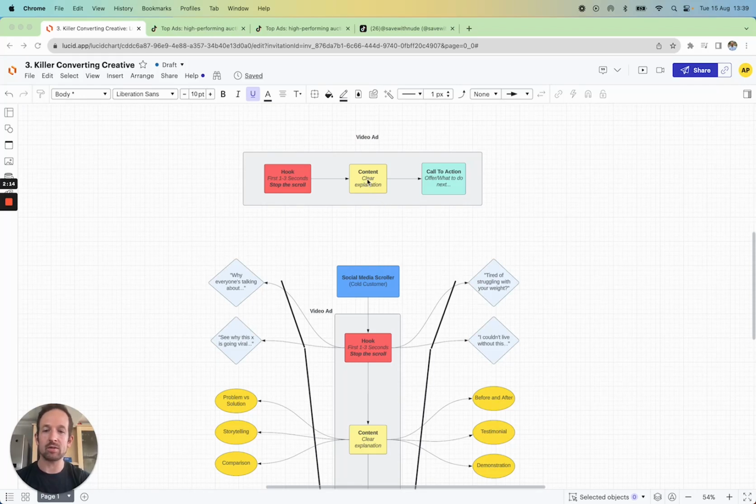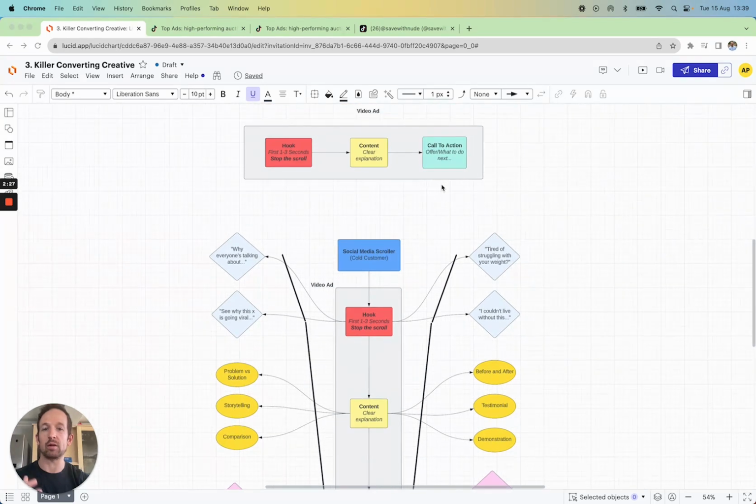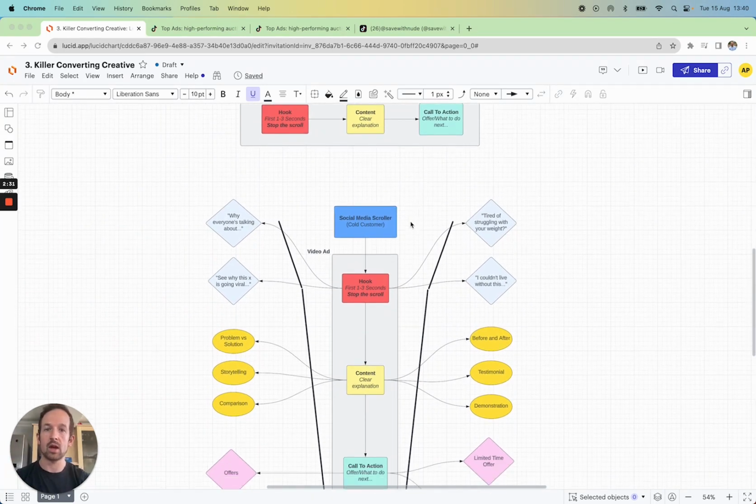We've then got the content, which is where we're going to explain very clearly what the product or service offers, and then we've got our call to action of what to do next. We always have to tell the audience, what are the next steps? What do I do after this particular step? And you'll understand why after we've gone through a few examples and we've gone through this kind of system.